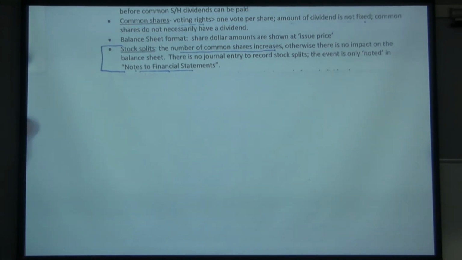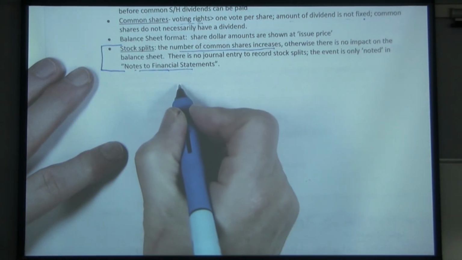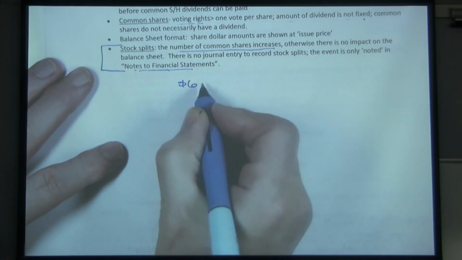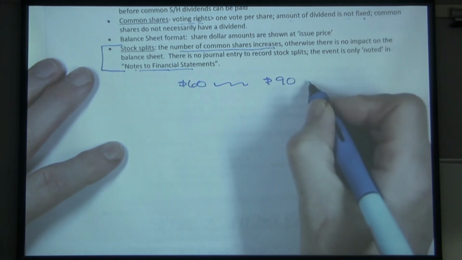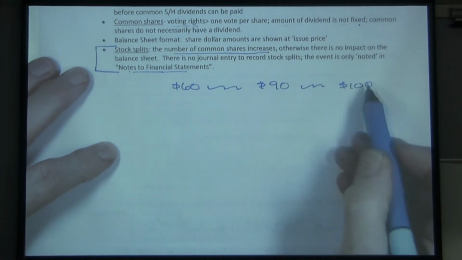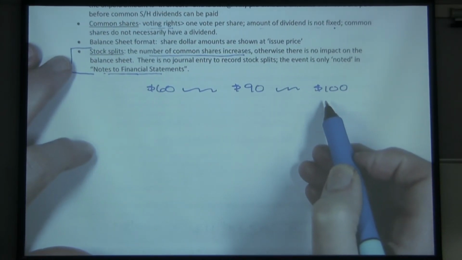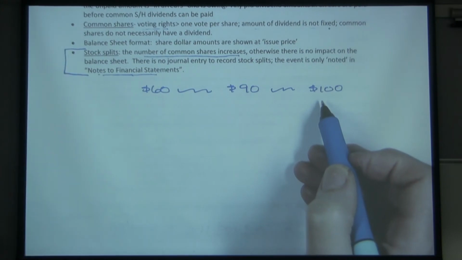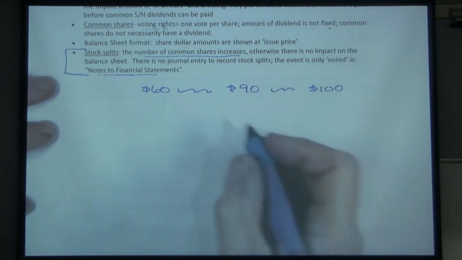A stock split, if we have shares, and this is typical for banks, sometimes on the secondary market the shares might be trading at 60, and a couple of years later they go up to 90, and then they maybe go to $100 per share. And when we get up to about $100 per share, that gets to be a little too expensive for people to purchase shares in blocks of 100 or 1,000 at a reasonable price. So what the company would do is they would do a stock split.